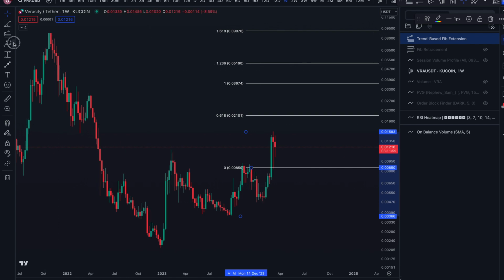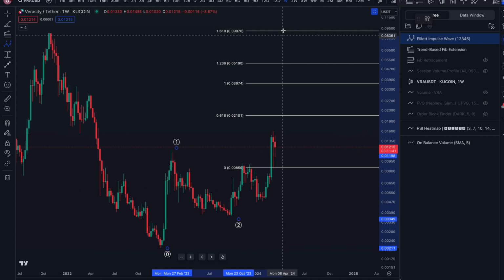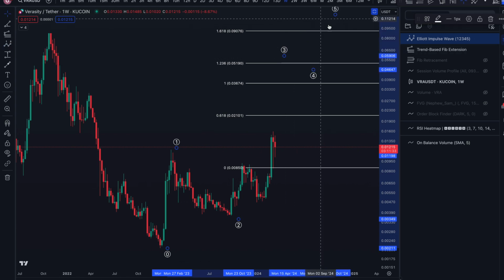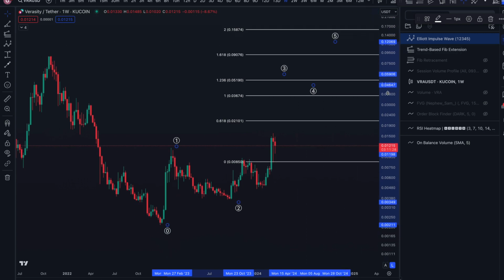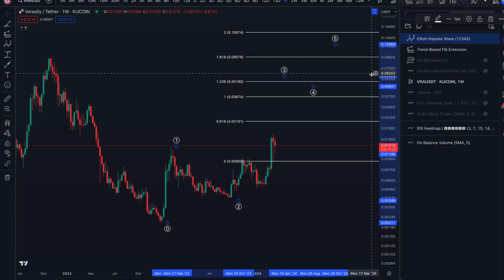So if I count this, I think the 3 will be either here or here depending. Then you'll have the 3, then the 4, and then 5, and that will be the end of the wave 3, and then you'll have a bigger wave 4 pullback, maybe a 30-40% pullback, and then you'll have the final high. So Veracity, yeah, I would aim for the 1.236 or the 1.618 in this area.